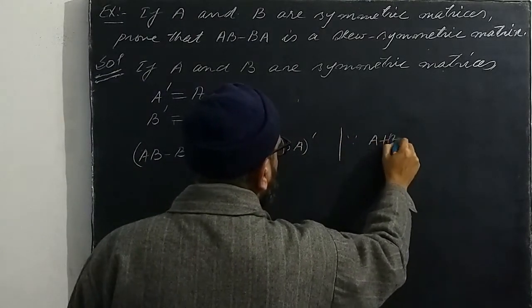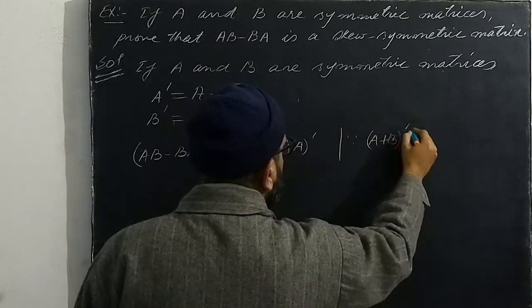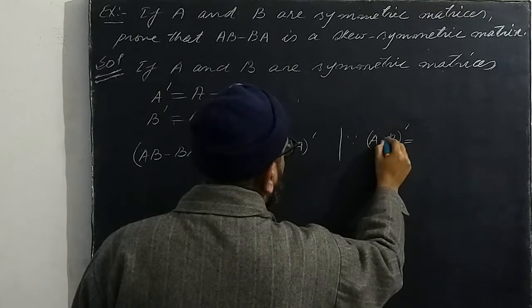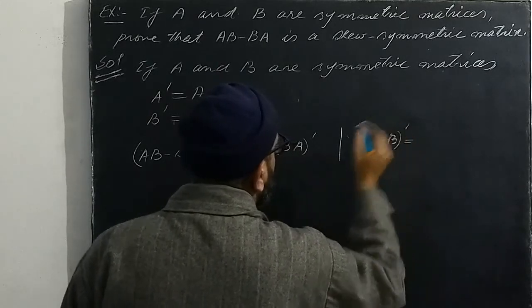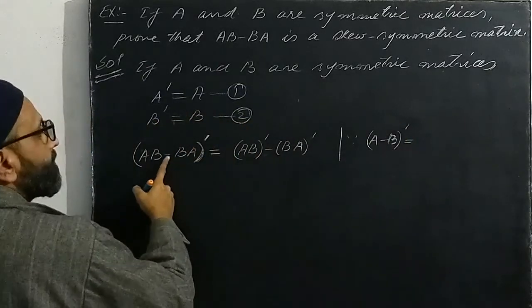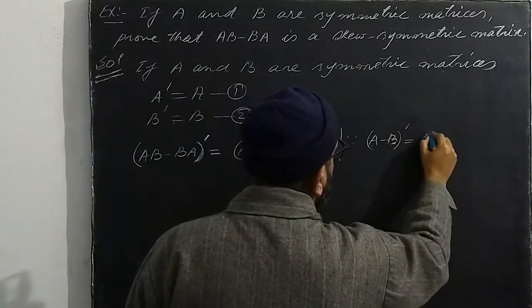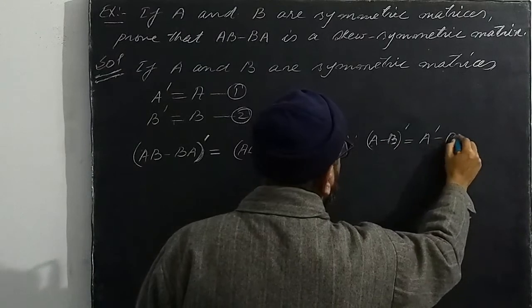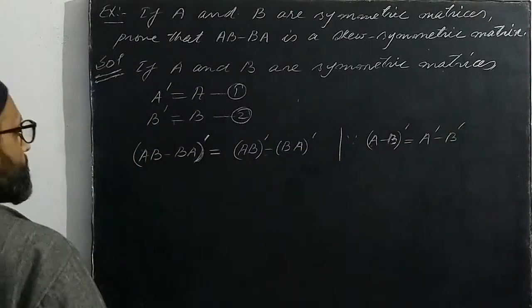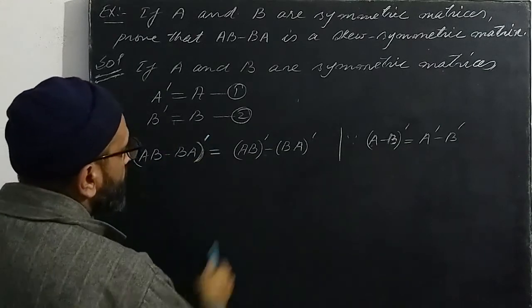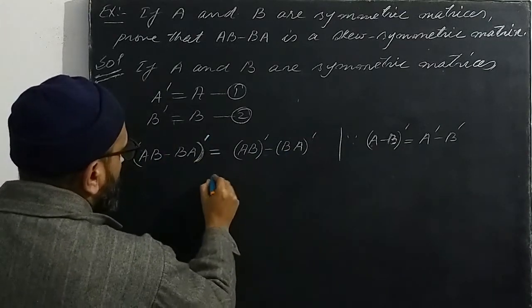Since (A + B)' is distributive with the plus sign, but here it is a negative sign, so we have to write (A − B)' is equal to A' − B'. So using this result, we have written (AB − BA)' is equal to (AB)' − (BA)'.